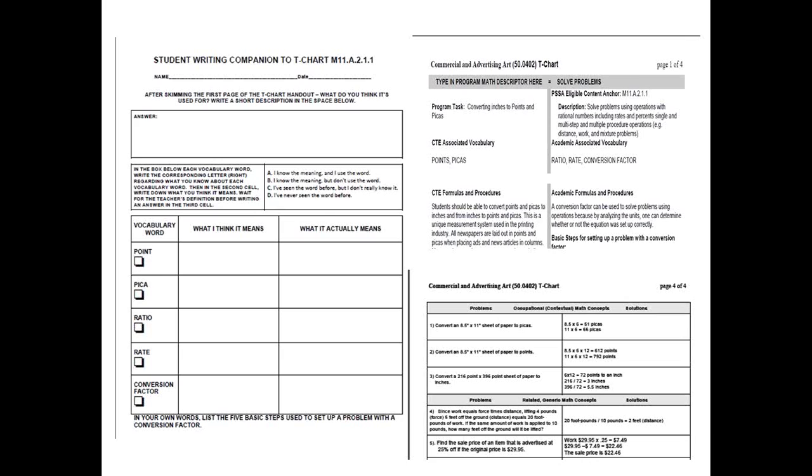In the box below is a vocabulary word, and she gives 2 spaces. What do I think it means? What it actually means? That's very good. That's a literacy strategy that is great for math as well. And not only does she use the point and pica terminology for advertising design, she also brings in the ratio, the rate, and the conversion factor, which are all words that they do see in regular math classes, and a lot of students don't understand those.